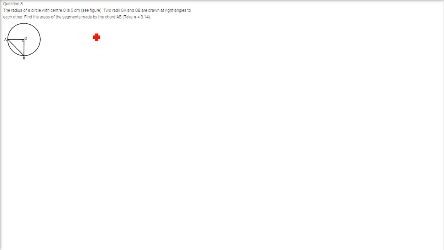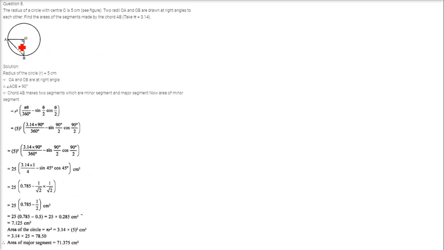The radius of a circle with center O is 5 centimeter. So this is 5 centimeter. This is 5 centimeter. Two radii, this is OA and OB, are drawn at right angles to each other. So this is 90 degree. Find the area of the segment made by the chord AB. So we just have to use the formula. And first we'll try to find out for this segment, and we know the formula.